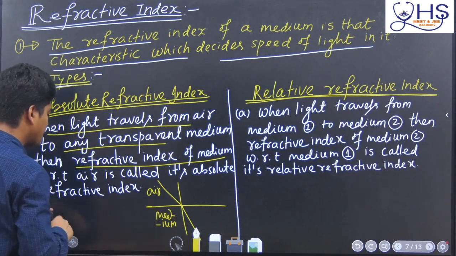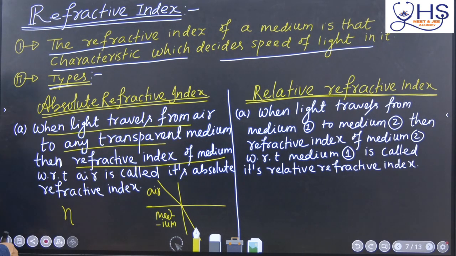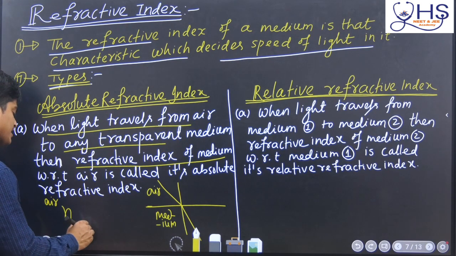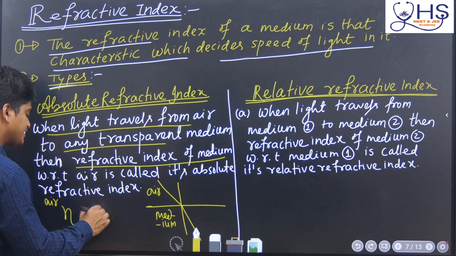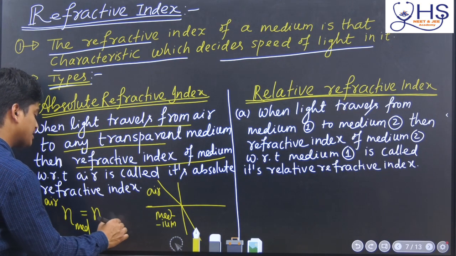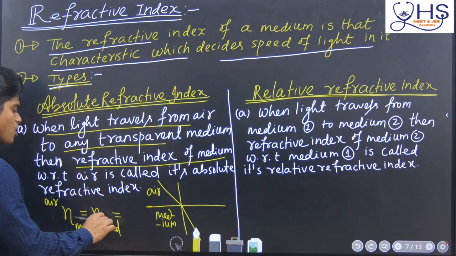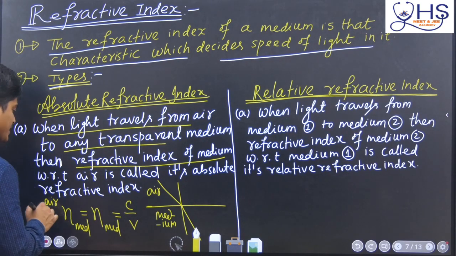That means I can give the refractive index the symbol eta, or someone can give mu also, no issues. Now light is coming from air going to the medium, I can write it like this, or I can write eta of the medium only, which means it is coming from air. Or I can write C by V.